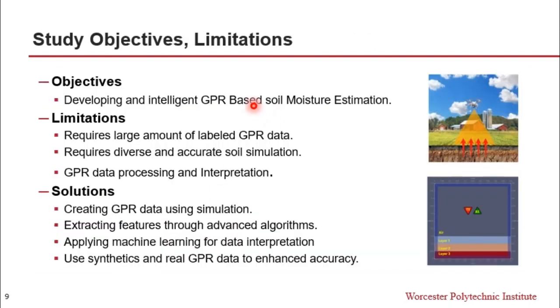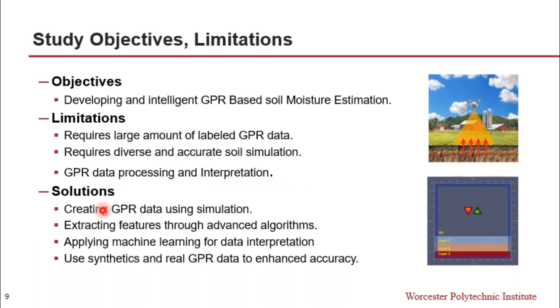Our objective was developing an intelligent GPR-based soil moisture estimation. There are some limitations. Our model needs a large amount of labeled GPR data, as we are using a supervised learning model. The data should also be diverse and accurate with respect to the real soil moisture scenario. At the same time, we also need some data processing and other processing methods for interpretation of the data.